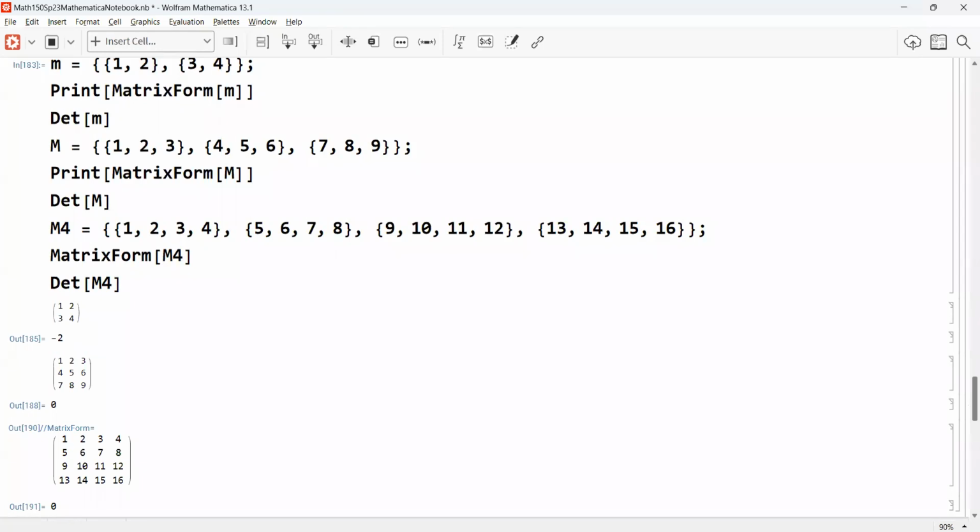M1 is just going to have determinant 1. It's just the 1 by 1 matrix 1. M2 has determinant -2. The next two numbers are 0 and 0. What do you think the determinant of M5 might be? I'm sorry? 0. And M6? 0.